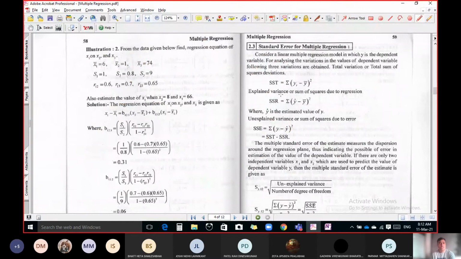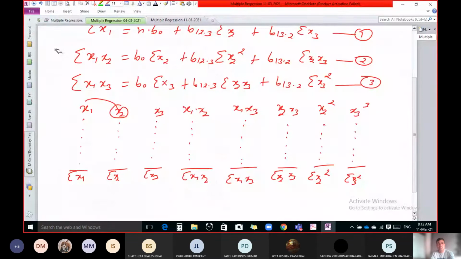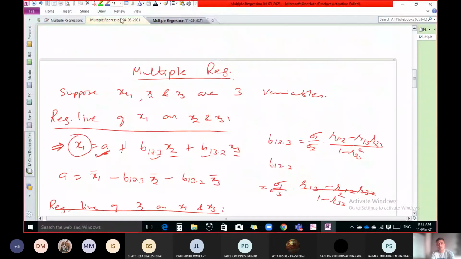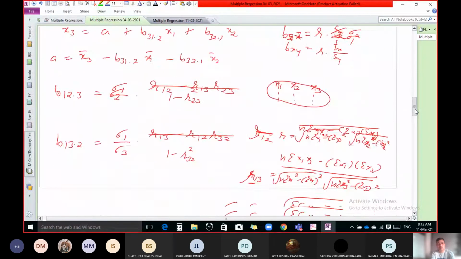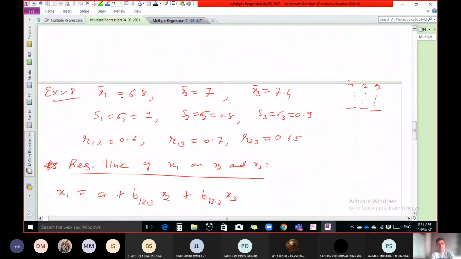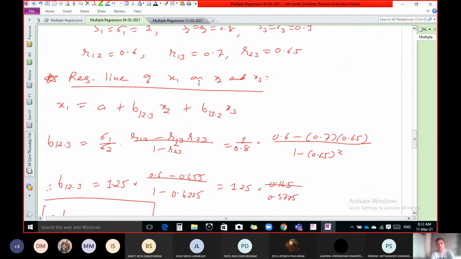Okay, now see illustration 2 that we already did in our last lecture. In our last lecture we did this type of question in which we have the information of x1 bar, x2 bar, x3 bar, s1, s2, s3, r12, r13 and r23, and we have to obtain the regression line of x1 on x2 and x3. See the difference.